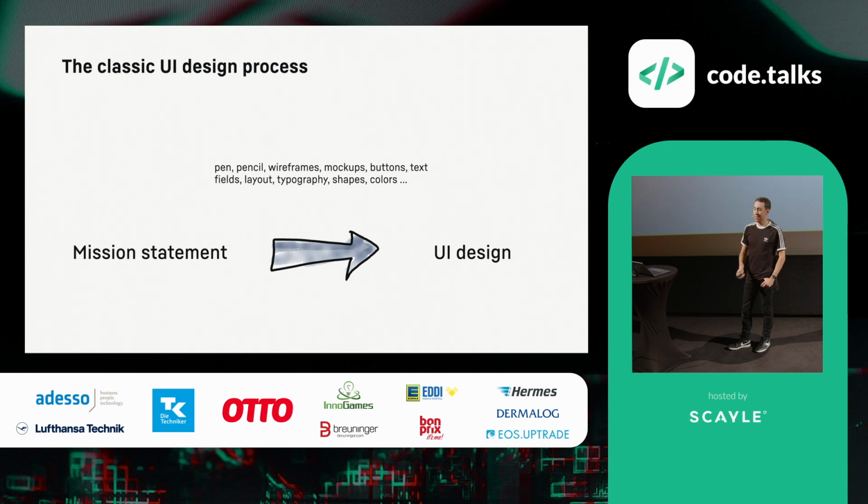Now, in what I call the classic UI design process, you do something like this. There are basically two stages. You have this mission statement, which we were now provided with, and we want to transform that into a UI design, so some working thing in the end, right? And the tools that we're going to use are stuff like pen and paper in the early stages, or wireframes, mockups, buttons, text fields, layout, typography, shapes, colors, these kinds of things.